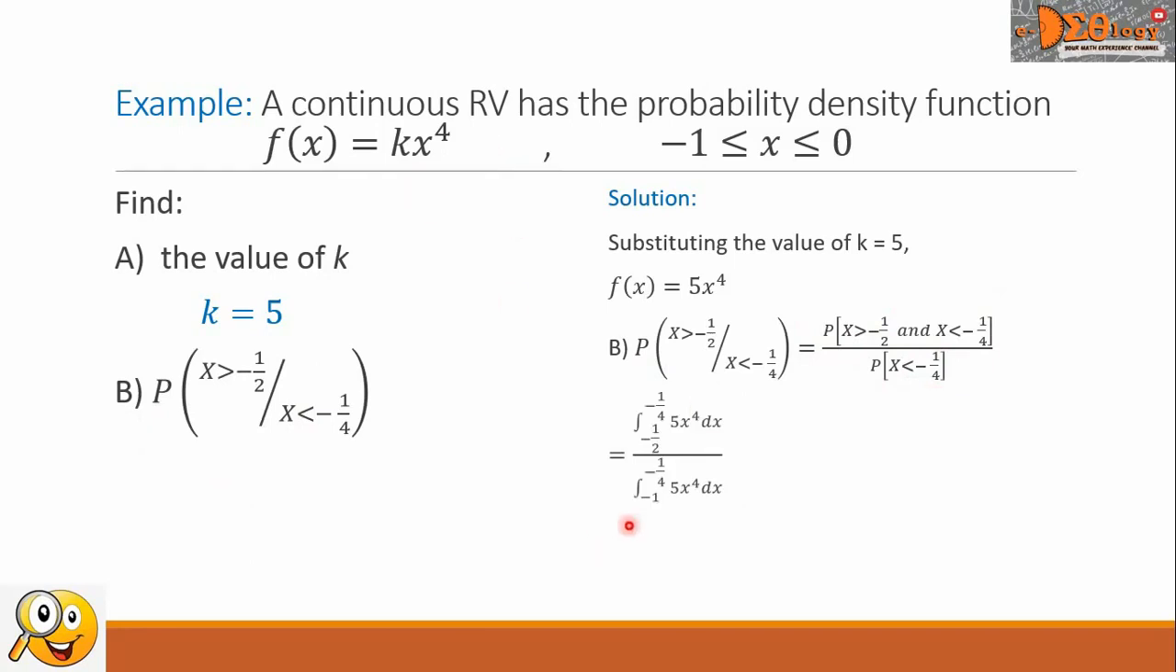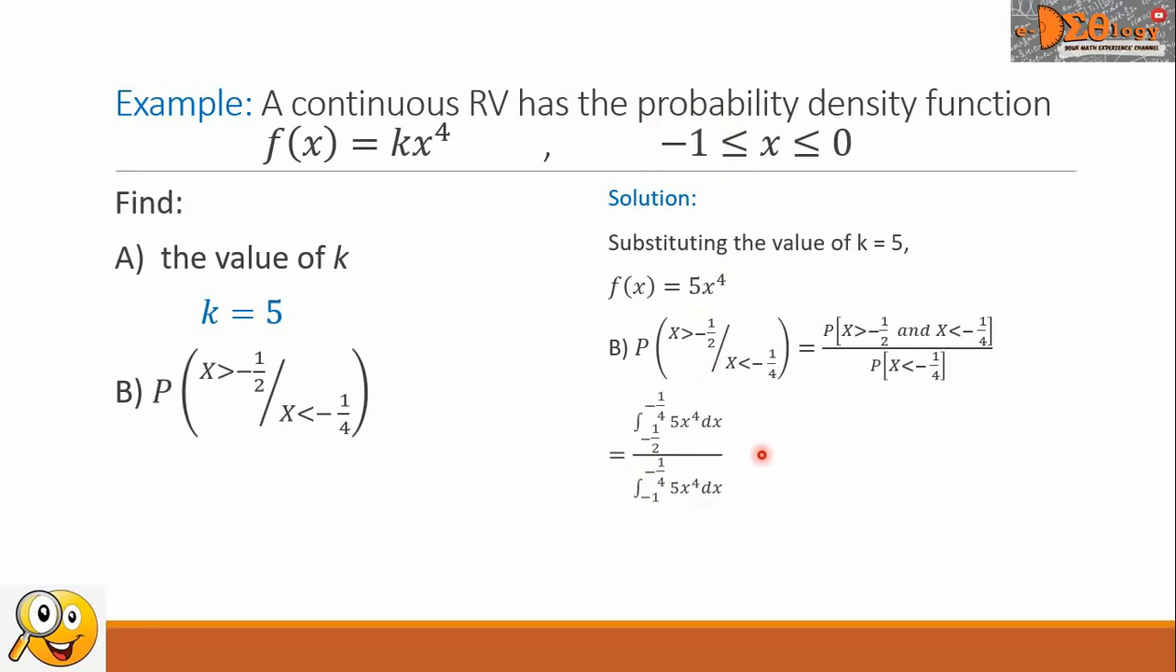Considering our function here, we have now the integral of 5x raised to 4 dx, and the limits are from negative 1/2 to negative 1/4. In the denominator, we have the integral of 5x raised to 4 dx, whose limits are from negative 1 to negative 1/4. We write here negative 1 because in the given of the problem, we have a lower limit of negative 1 here.